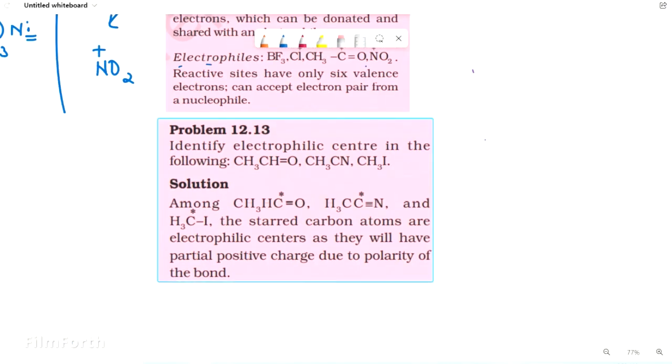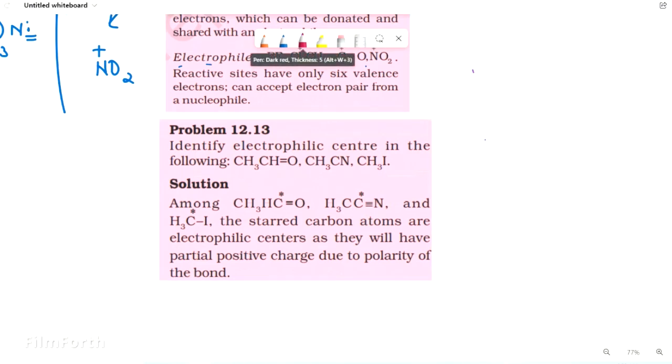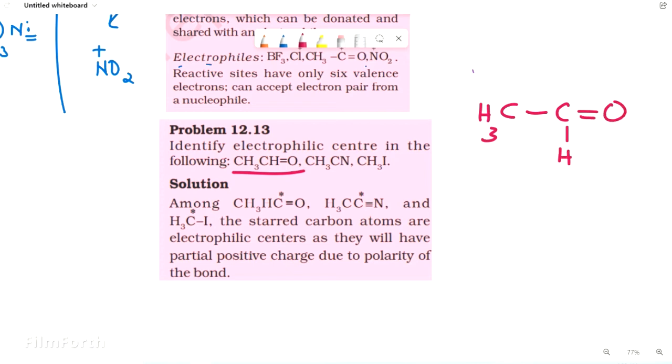Now, next question, 12.13. Identify the electrophilic center in the following: CH3CHO. First question, CH3CHO. How do we identify the electrophilic center? This is the way you have to write it: CH3, then C, this is CH, double bond O. When you have a double bond or triple bond in carbon, take that carbon with the heteroatom. Here the atom is oxygen. So you have to compare this carbon with this oxygen.